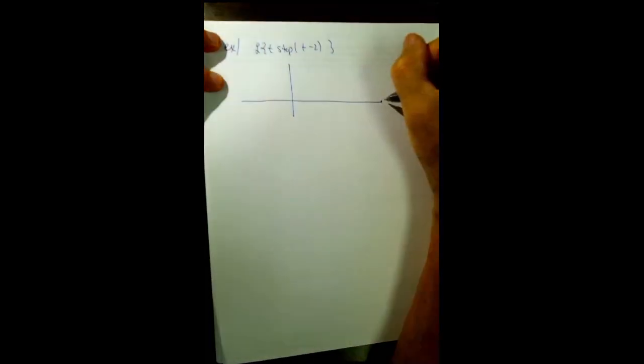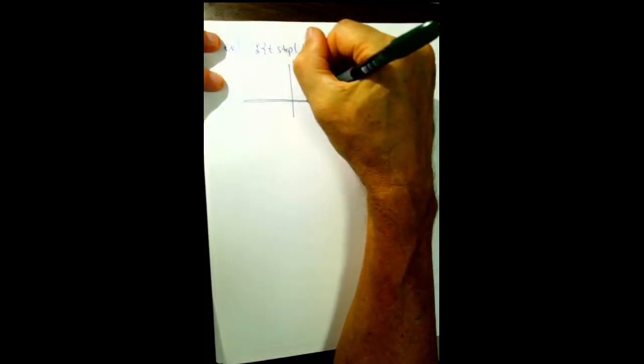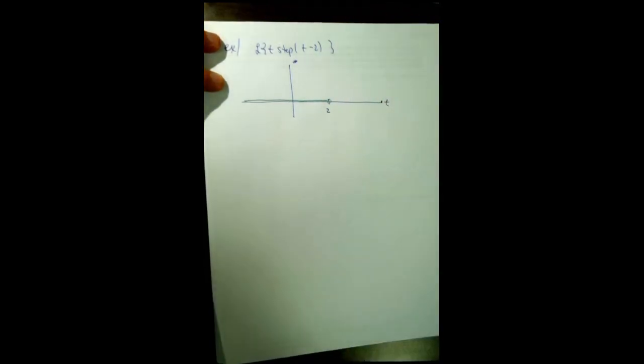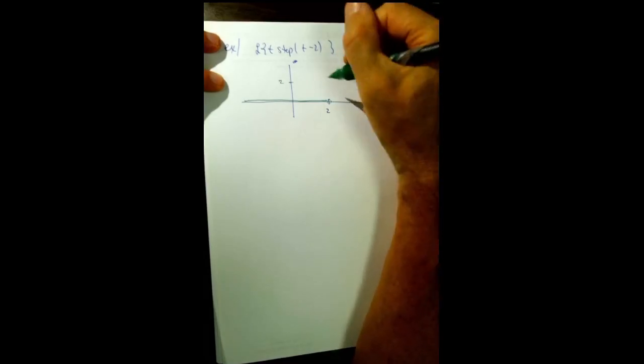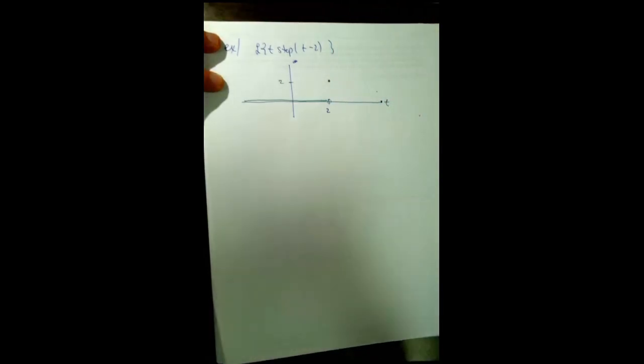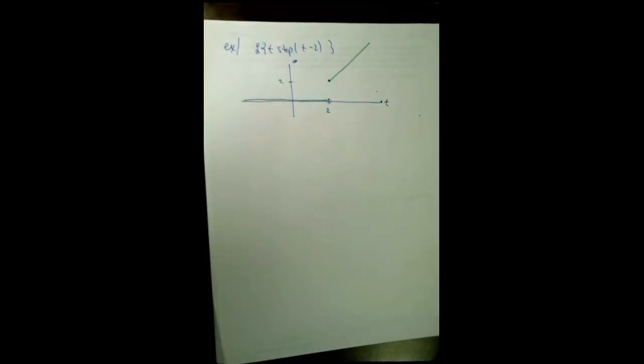One last example. Suppose I have the function t times the step function evaluated at t minus 2. So what's going on with this function? This function is going to be 0 until I get to t equals 2. At t equals 2, it's going to jump up to t, which is 2, and then just increase linearly ever after.